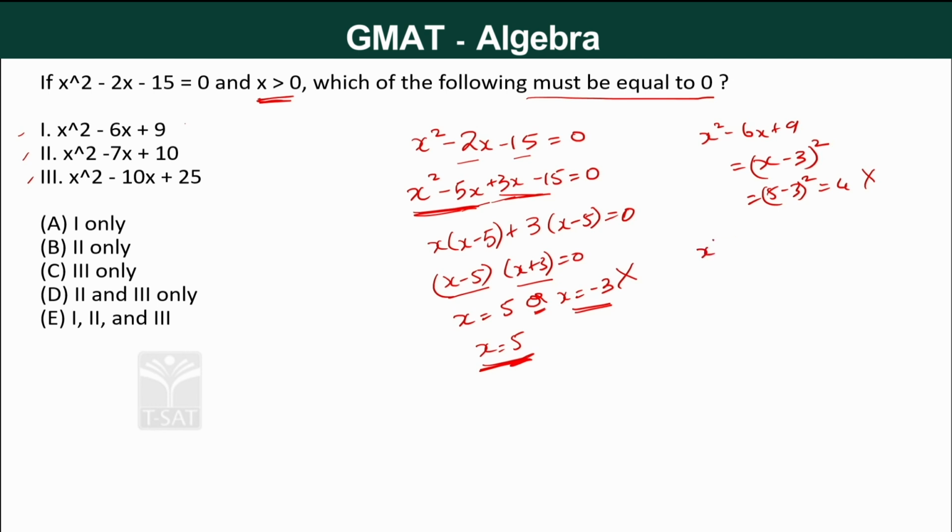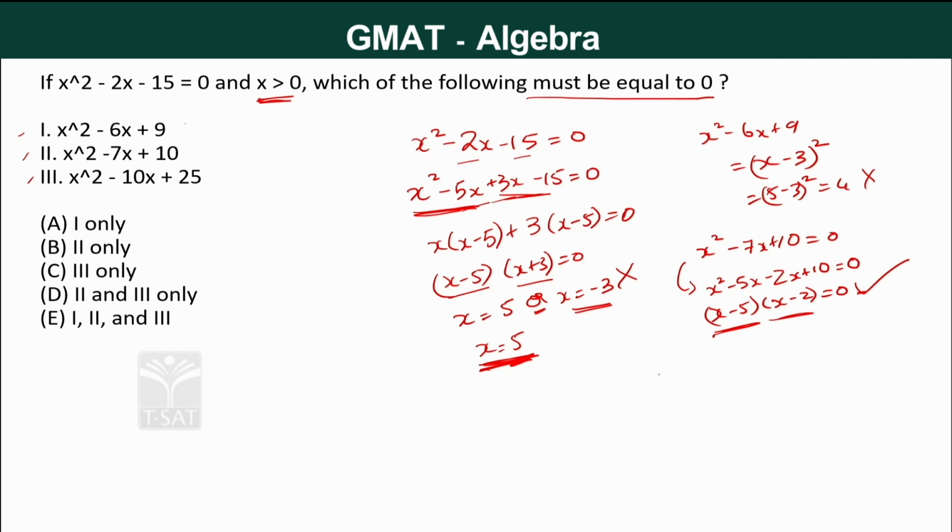Let's look at the second one. The second one says x square minus 7x plus 10 is equal to 0. So this quadratic equation again we factorize: x square minus 5x, 10 is 5 into 2. We need the sum to be 7. So we select 5 and 2. You get x minus 5 into x minus 2 is equal to 0. So this quadratic equation comes out to be like this, and we know that x is equal to 5. So x minus 5 will definitely be 0. So 0 into anything is again 0. So yes, this will always be equal to 0 with our given information.